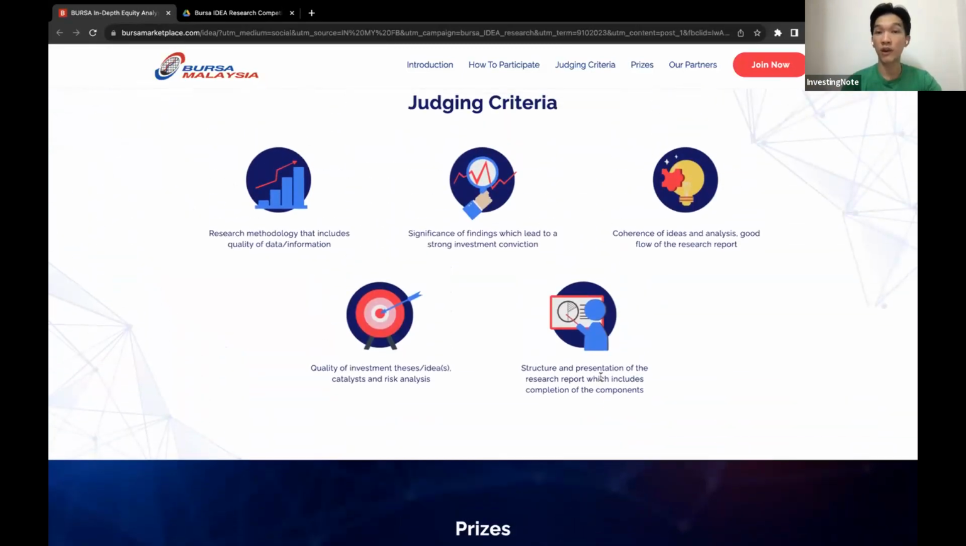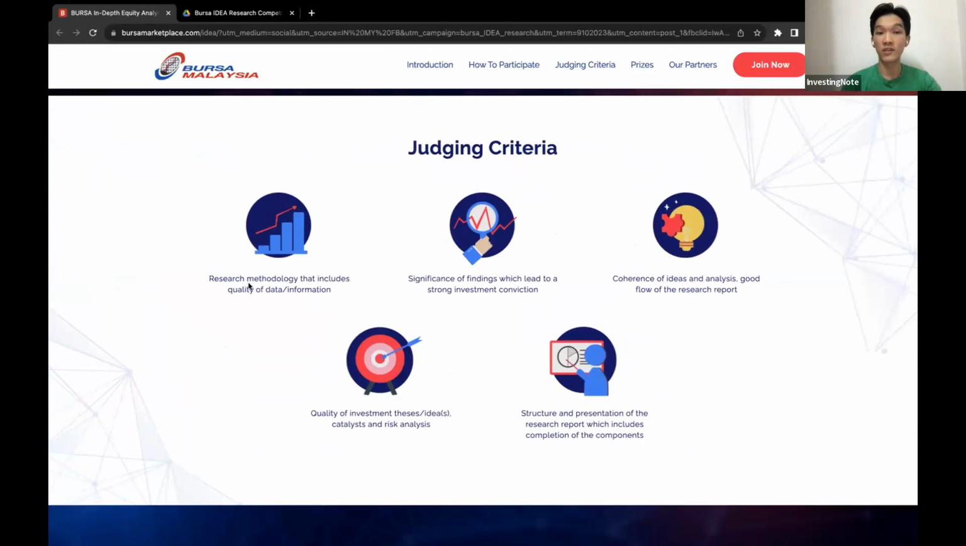The judging criteria is very simple. It will be based on the research methodology that includes quality of data information, significance of the finding, coherence of the idea and analysis, and of course, the quality of the ideas and how you catalyze the risk analysis. And of course, it depends on how you structure the report. So as I mentioned earlier, start early so that you have more room for error.